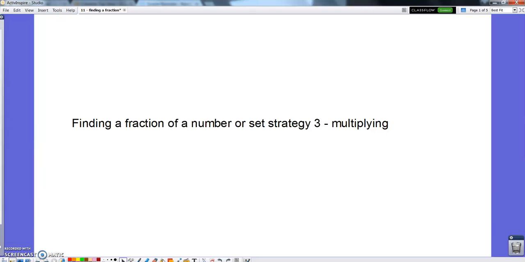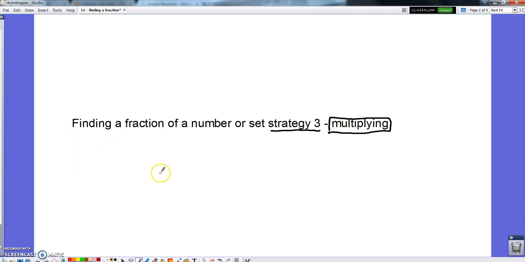Alright, everybody. Last mini lesson of this unit, I think. We're going to work on finding a fraction of a number or set. Strategy number 3, which is multiplying. I believe you already have our first two strategies on the same page. If you have them on the same page and you want to just open to that page, that is fine. If you did on separate pages, or if you need room for a third strategy, go ahead and make a new page for this strategy.